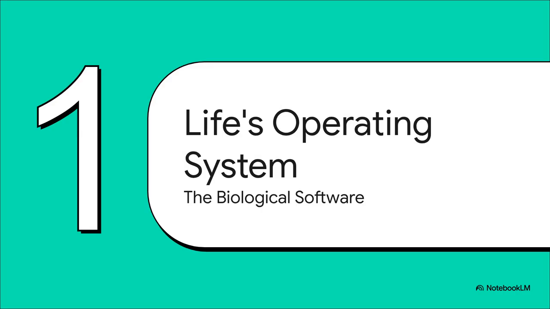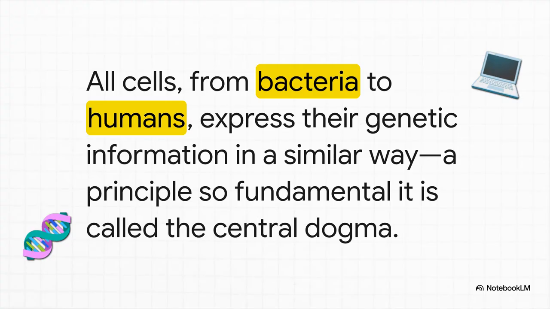So to understand how to edit this code, we first have to get a handle on how life's operating system actually works. Okay, I want you to think of every living cell as this tiny, incredibly sophisticated computer. And just like your phone or your laptop, it runs on software. This biological software, it's DNA, and it holds all the instructions for everything the cell needs to do to build, maintain, and copy an entire organism.